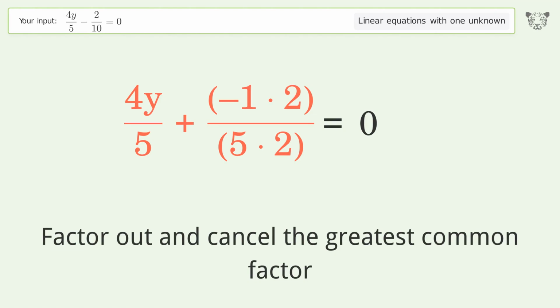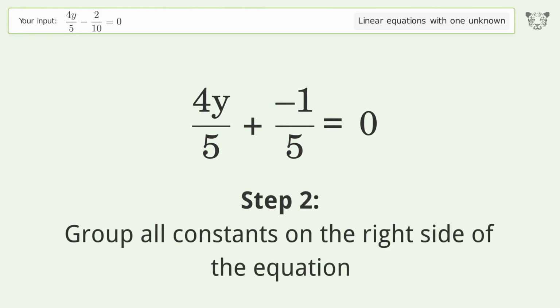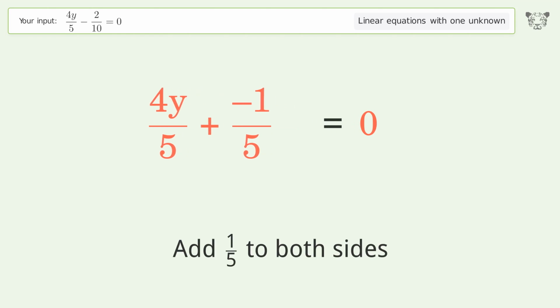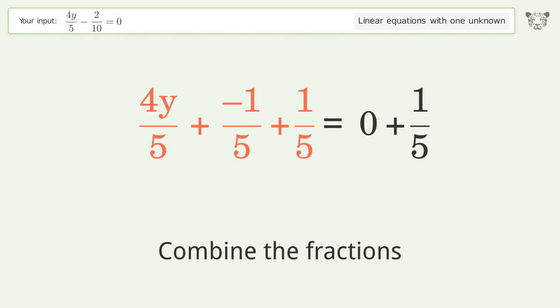Factor out and cancel the greatest common factor. Group all constants on the right side of the equation. Add 1 over 5 to both sides. Combine the fractions.